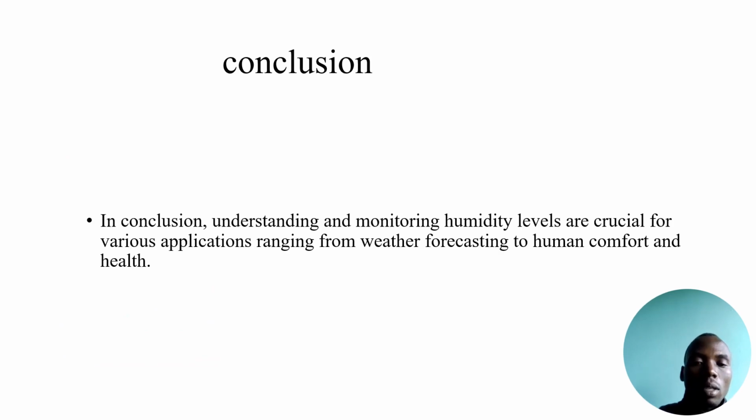So as a conclusion, we have seen the meaning of humidity, types of humidity, factors influencing humidity, and the positive and negative impact of humidity. We have seen the difference between relative humidity and absolute humidity. We have also seen the relationship between humidity and temperature, and so on.